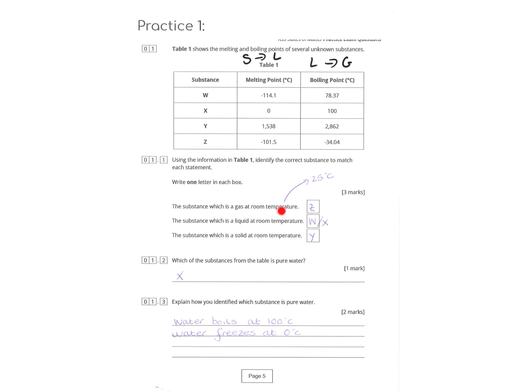So a substance which is gas at room temperature, which is around 25 degrees, will have numbers both below 25, so it would be Z. Some of the liquid at room temperature, both W and X, have already melted and turned into a liquid, but they haven't reached, at 25 degrees, their point to turn into a gas. A substance which is solid at room temperature, Y, these numbers are so big that at no point has it even turned into a liquid. Which of the substances from the table is pure water? X, because they are the boiling point and melting point of water. How do you know that? Because water boils at 100 degrees, so it means it turns into a gas, and water freezes at 0.